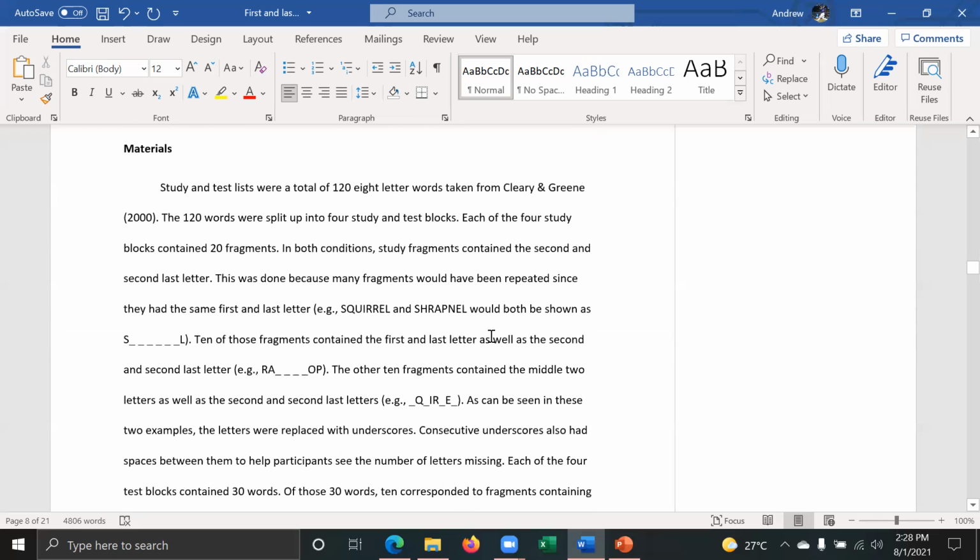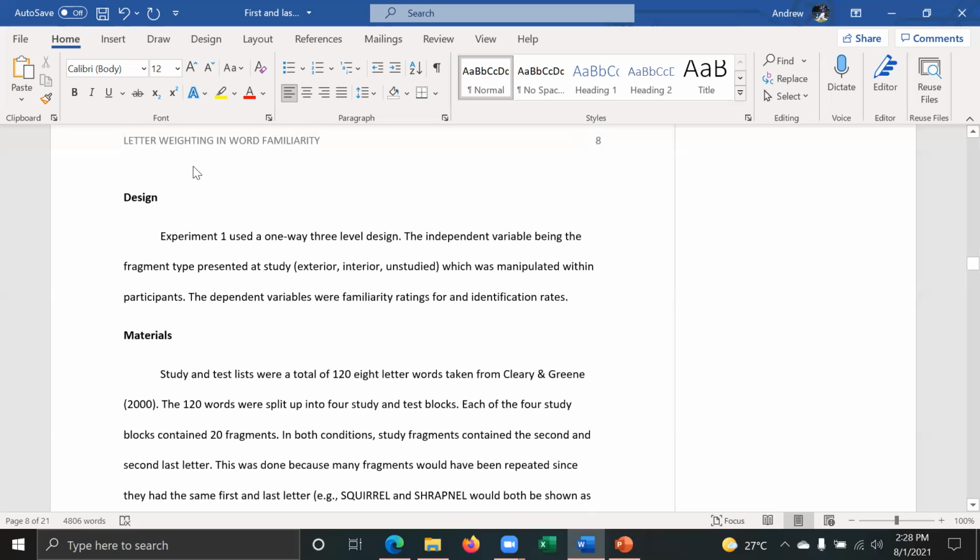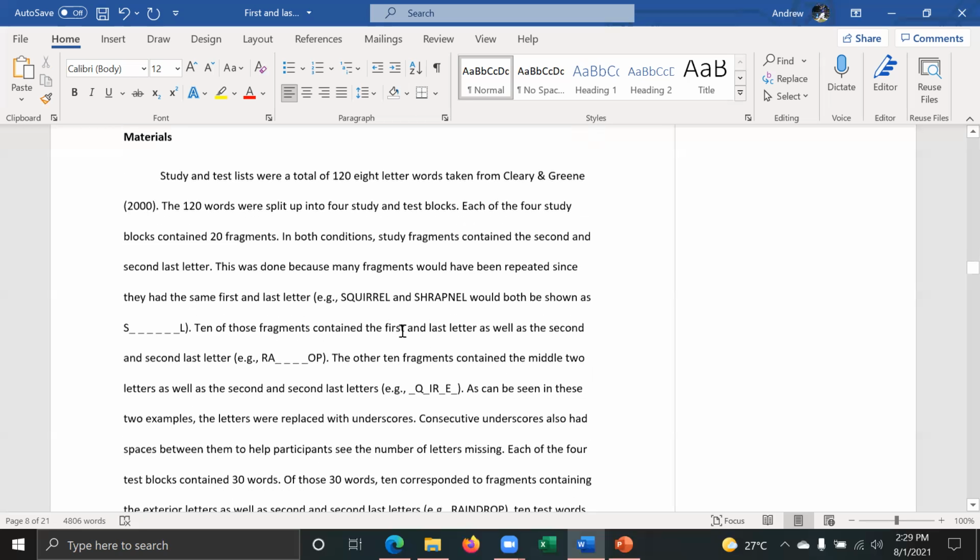Okay. So on to materials. By the way, just to clarify, remember we have the independent variable, but we also have the levels. The independent variable itself is the thing you're manipulating, and then you can have at least two levels. You can have more. So this is the independent variable, fragment type presented at study, and then list what the levels are: exterior, interior, unstudied.